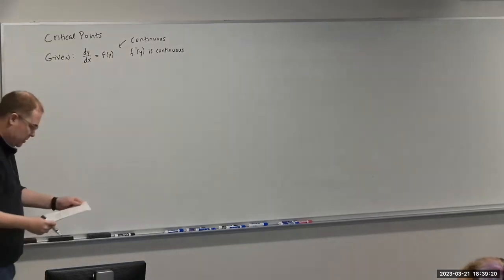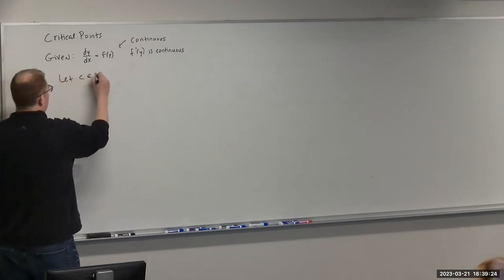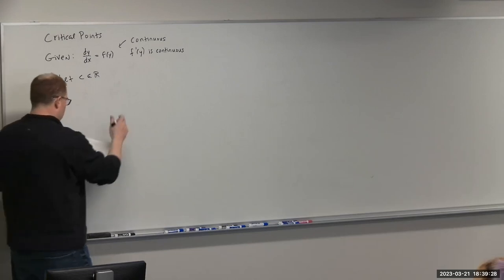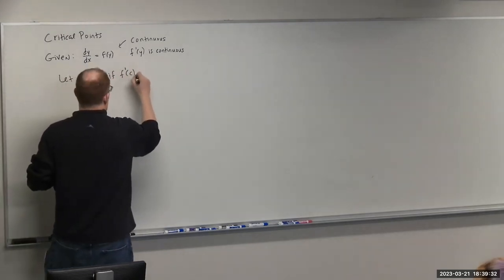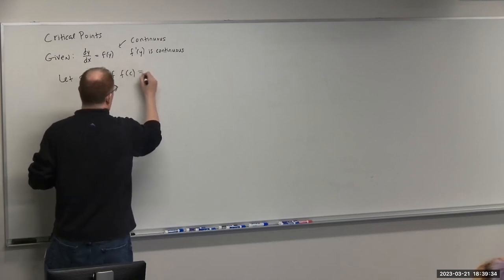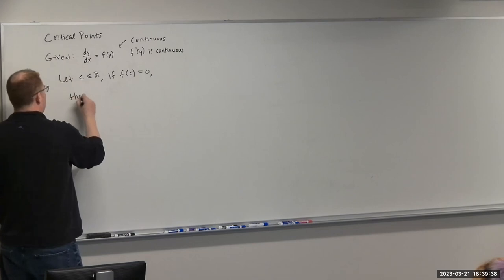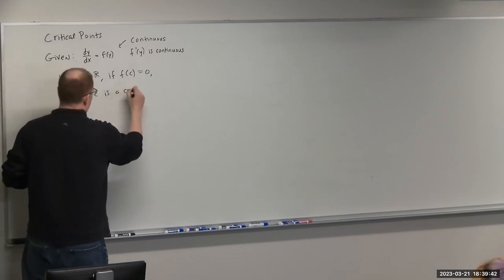All right, so here's the definition of a critical point. We're going to let C be an element of the set of real numbers. If f(C) equals zero, then we say that C is a critical point.